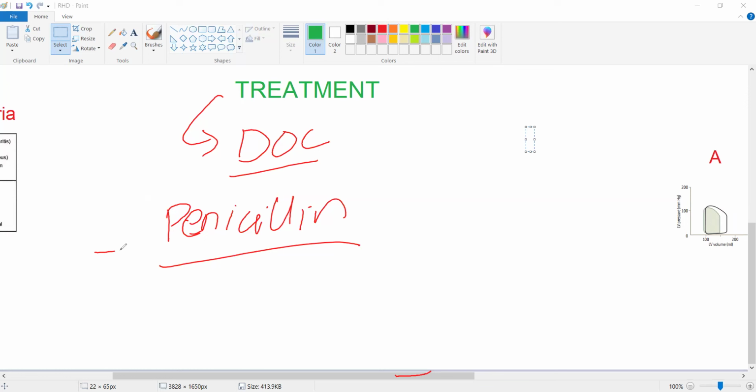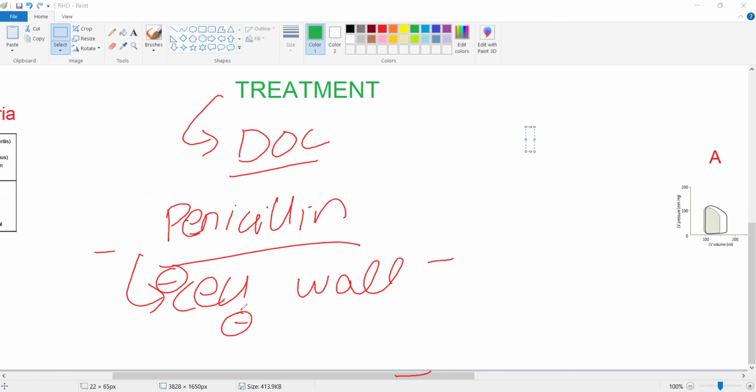Is it a protein synthesis inhibitor? Is it a folic acid synthesis inhibitor? Is it a cell wall inhibitor? Cell wall inhibitor, right? And more precisely, it inhibits peptidoglycan cross-linking.